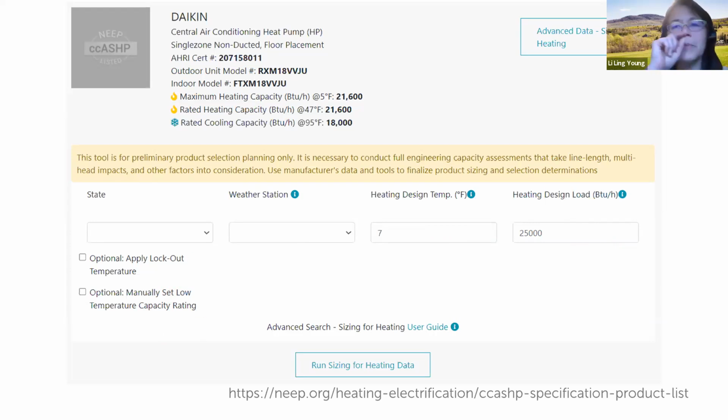Okay, so I just want to point out that the advanced sizing thing doesn't look like a button, but it's a button. When you push that, you get this pane where you can add in details about your location, your system, your building.